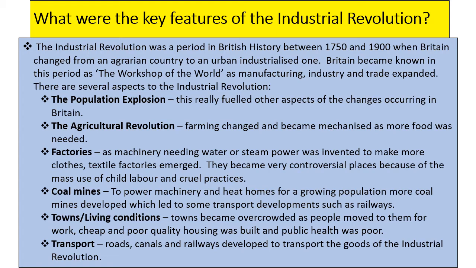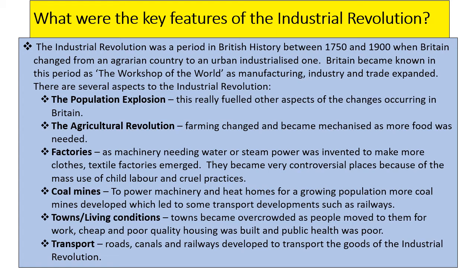Whizzing down those bullet points, the agricultural revolution happened. Farming changed, but because of the population explosion, more food was needed. For example, fields were joined together, that was called enclosure. Farming became mechanized, new machinery was used, and people experimented with breeding different types of animals to create meat.